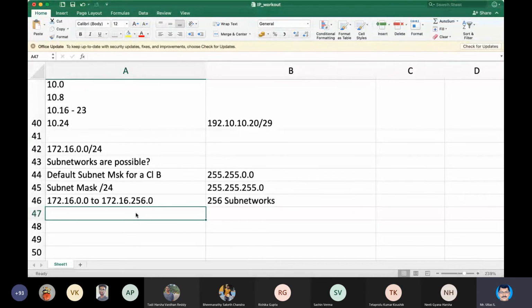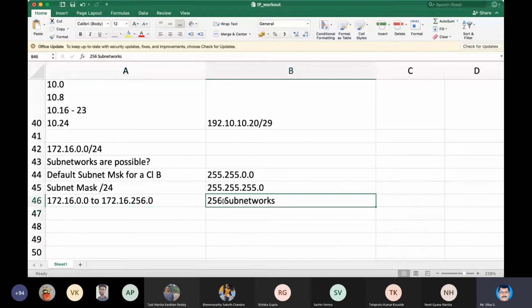Okay, and in each network you can have 254 computers, because 8 bits are given for the host part. So you can have a total of 254 IP addresses for hosts in each network. You have 256 subnetworks, and in each subnetwork 254 computers are possible. 8 bits are there for host, right? So 2 raised to 8 minus 2. For subnetwork you don't have this minus 2 logic. All zeros and all ones are possible for the network address, not for the host address.